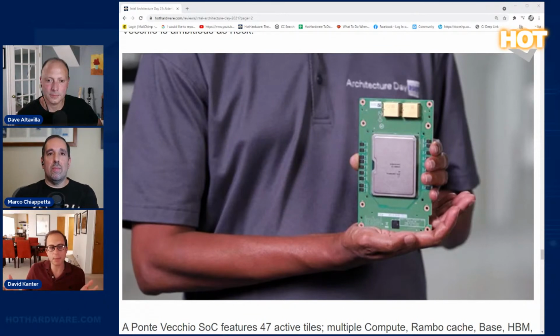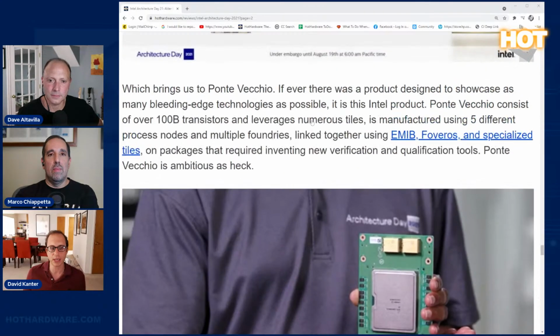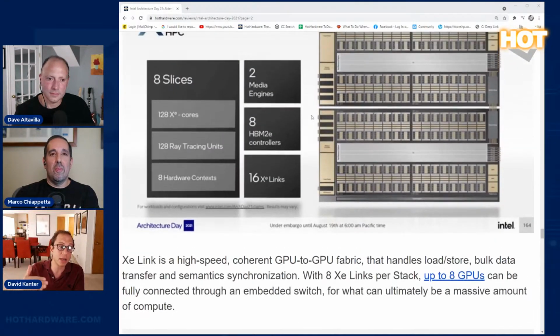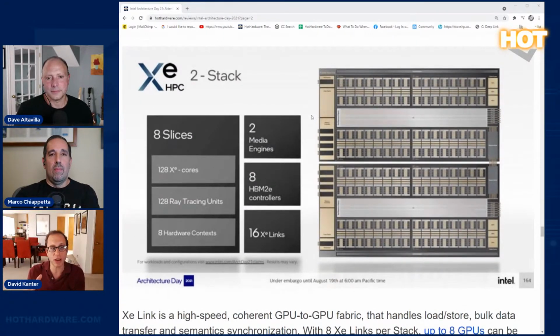And Ponte Vecchio is not a product that I'll probably ever buy. Maybe they'll sample one to me. Hint, hint, Raja. But what's exciting is to think about, let's take those same building blocks and see what we can do for a high-end desktop chip. Let's see what we can do for a server chip. Ponte Vecchio is probably going to be thousands of dollars, but what can we do to bring that into the mainstream? Because that's exciting and a preview of where we might be headed in 5 years.